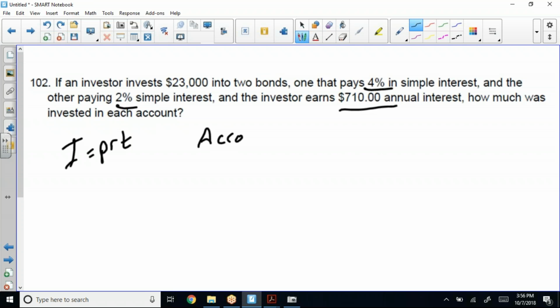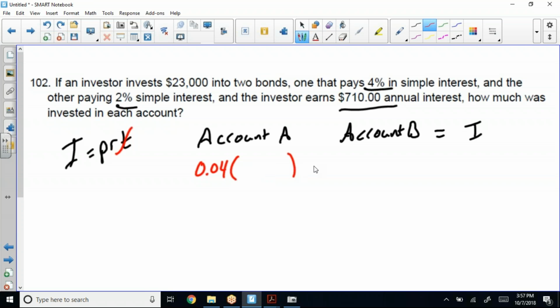So we've got account A, and then we've got account B, and then we've got the interest, right? So that's kind of how I'm going to set this up. For account A, well, the time is the same, right? So we don't have to worry about T, so it would just be P times R. Let's say this is 4%, and then over here at this one, call it 2%.